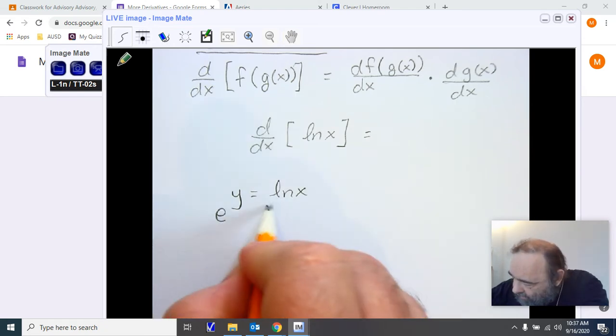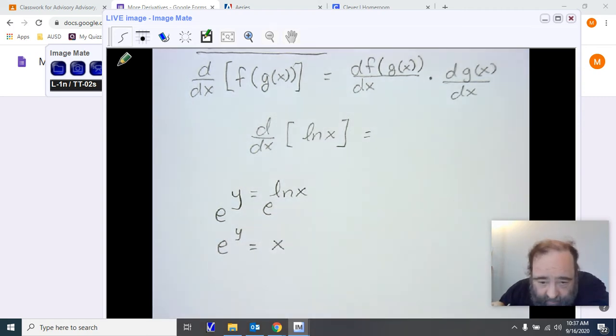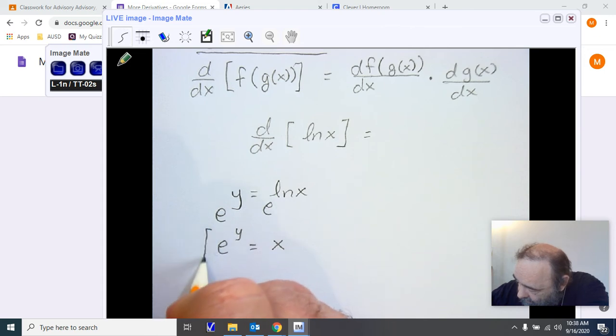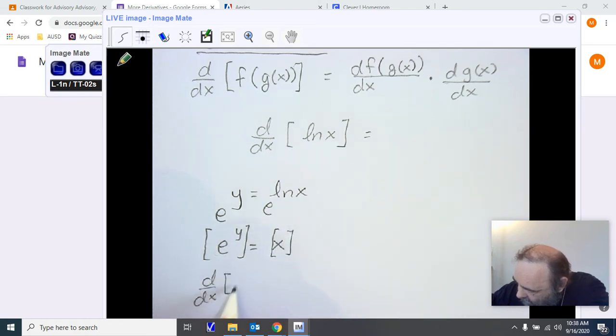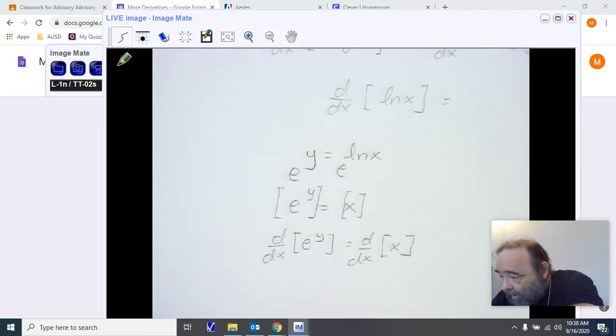We're going to exponentiate both sides because we know e to the y equals x. This is one of our special rules that we've had. You saw that last year. Now, it's at this point that I'm going to take my derivative because I know that the derivative of e to the x is e to the x. I'm going to take the derivative on this side as well. So we're looking at d/dx of e to the y equaling d/dx of x. All right, let's keep going.